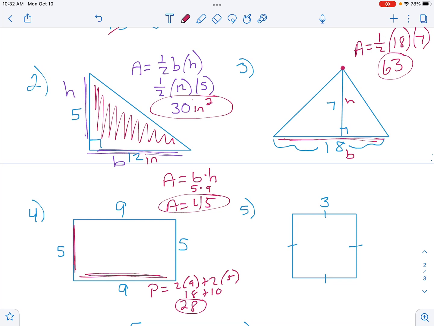slashes mean on the sides? That means they're all the same, which means all of these sides are 3. So my perimeter would be 3 plus 3 plus 3 plus 3, or 3 times 4, which is 12. My area, you could do base times height, 3 times 3, or you can do sides squared, which is 3 squared, which is also 9.